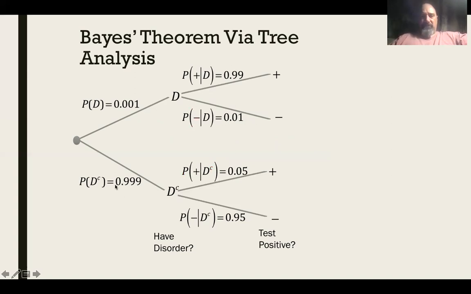And then in the event that I do not have the disorder, in the 999 out of 1,000 chances that I don't, if I'm in, as I very likely am, the non-disease condition, given that information, what's the probability that the test comes up positive, incorrectly telling me that I have the disease? Just 5%. What's the probability that it correctly tells me I do not have the disease? 95%. Right, and those add to 1.